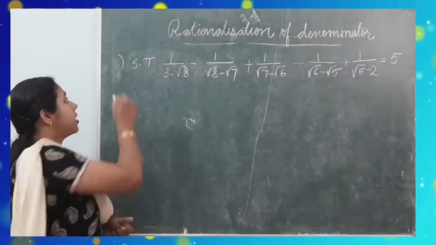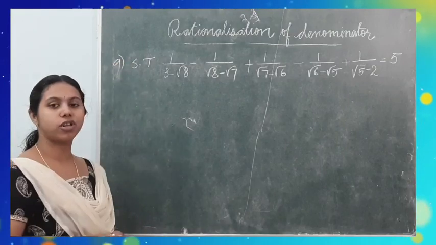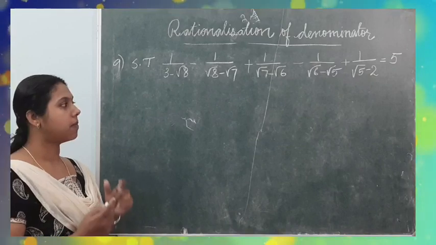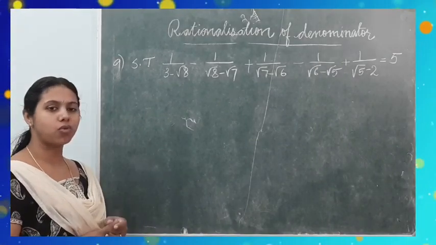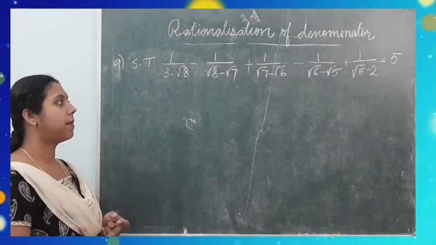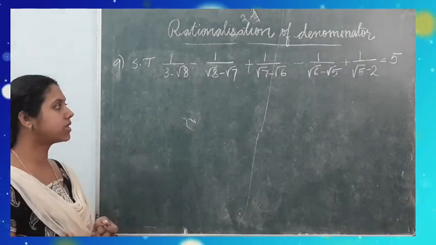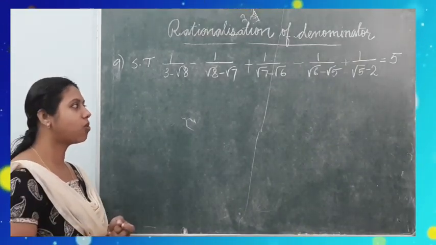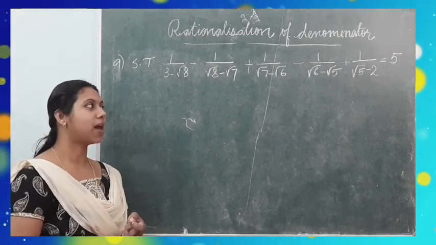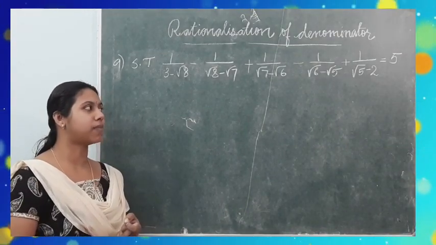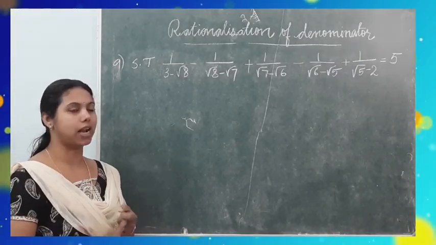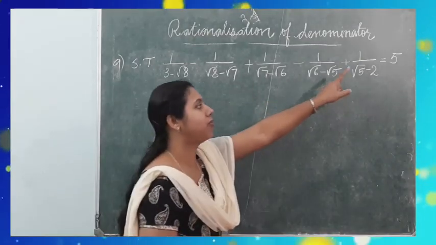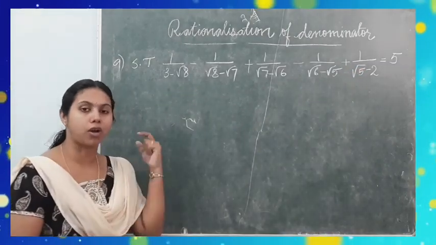The next question is, show that 1 by 3 minus root 8, minus 1 by root 8 minus root 7, plus 1 by root 7 minus root 6, minus 1 by root 6 minus root 5, plus 1 by root 5 minus 2, is equal to 5. When you add all of these, we want to get the answer 5. You have to show that.